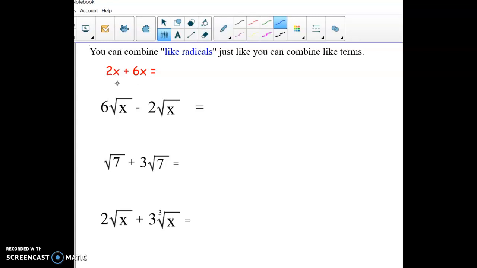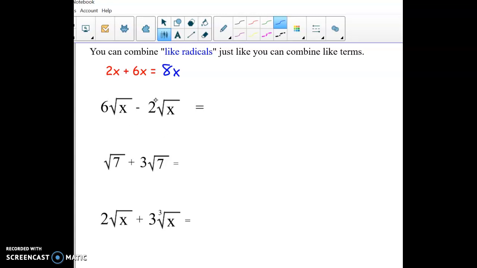So, like I said, 2x plus 6x, hopefully you know that that is just 8x. You just combine these coefficients. So here's 3 problems for you to jot down underneath the title of what we're doing today. Give them a shot by pausing the video.